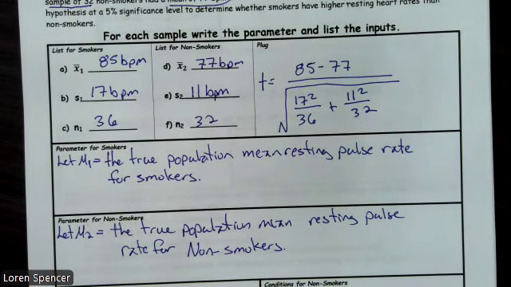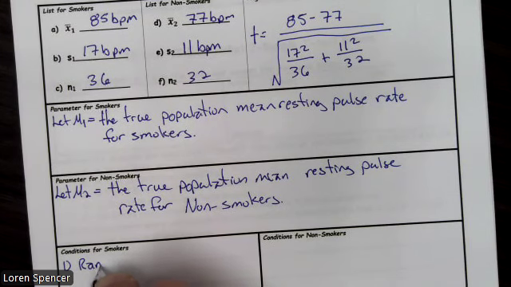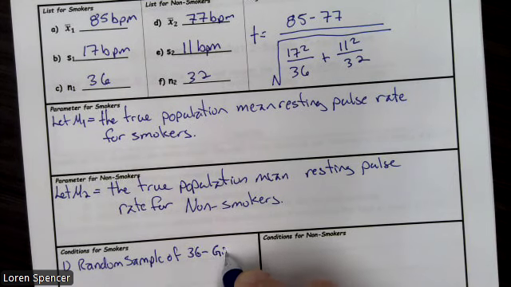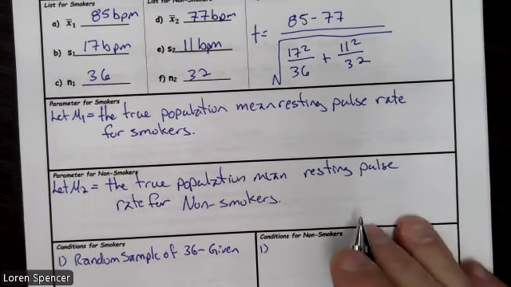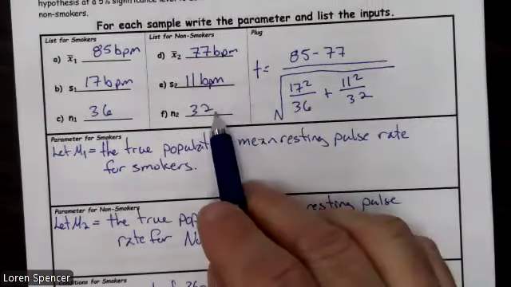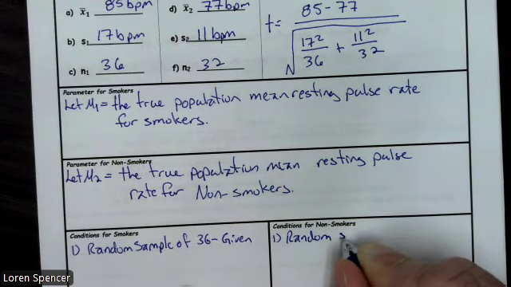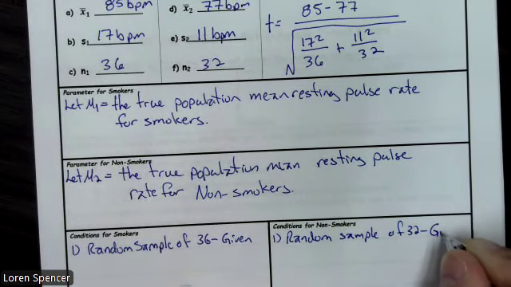Because it's two samples, we get to do the conditions twice. Well, the first condition is always random sample, or random assignment if it's an experiment. And random sample of 36, they told us the random sample of 36, and that was given. Here we have, they also told us the random sample, but for the non-smokers, it was a sample of size 32. So random sample of 32, and that was also given.